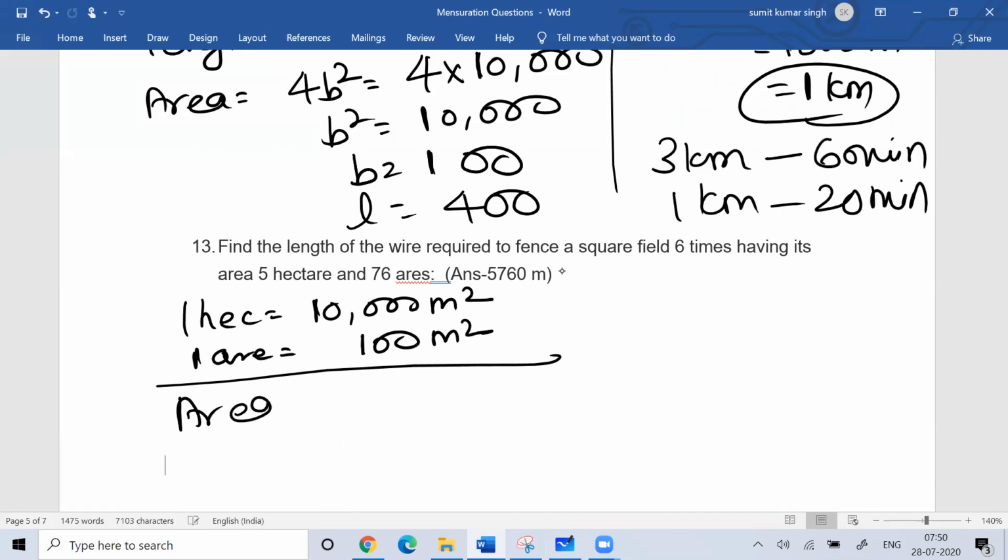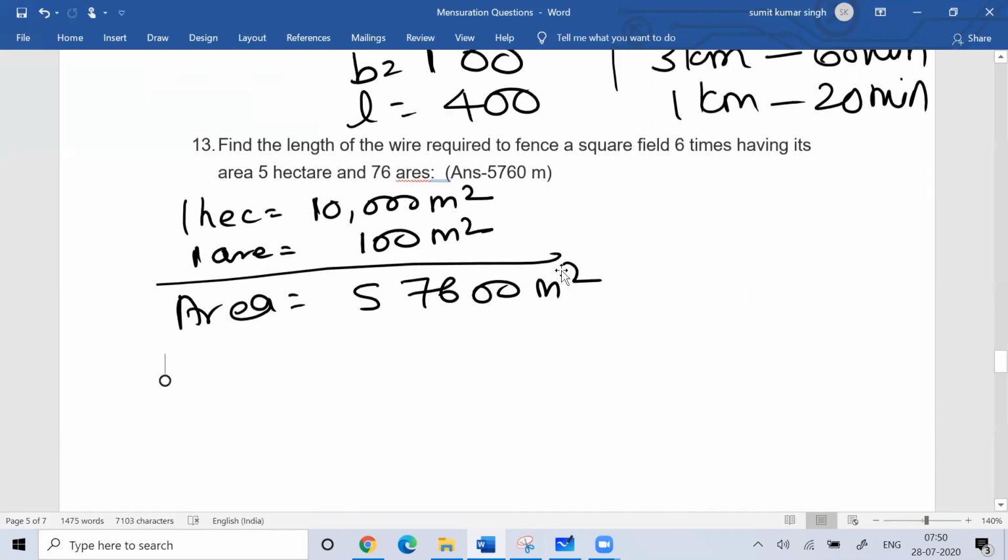So the area of this would be 57600 meters square. So I got this area. So 5 hectare and 76 ares. Find the length of wire required to fence a square field. So the area is this much, so I can find the length of the square. The area of the square is 57600.